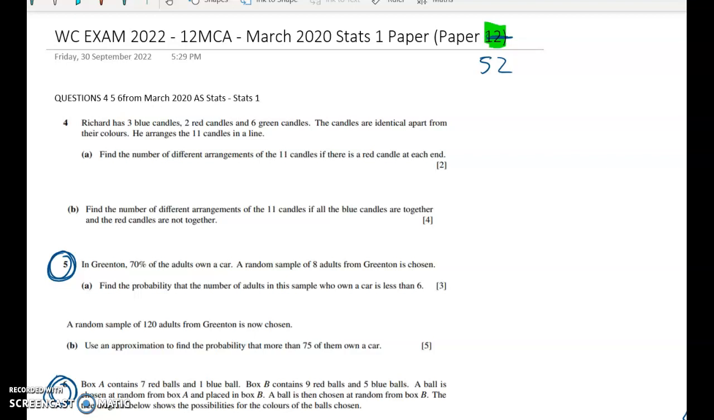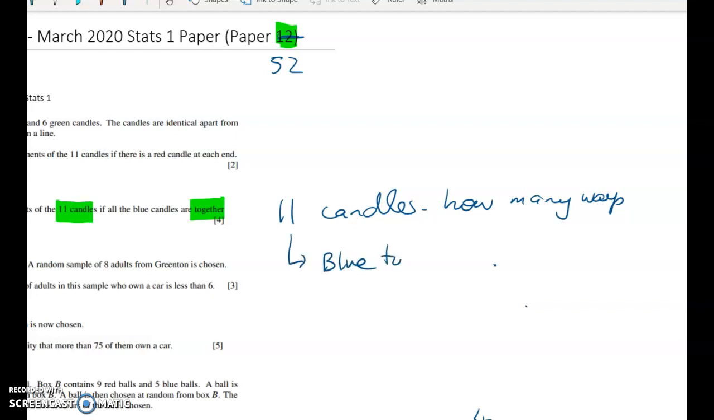This time, we've got to figure out how many different arrangements of the 11 candles there are if all the blue ones are together and the red candles are not together. So it's always easier to work out when things are together than when they're not together. So what I'm going to do with this problem is work out the 11 candles, how many ways, and then I'm going to do when the red ones are all together. So this first way is blue together and then don't care about the rest.